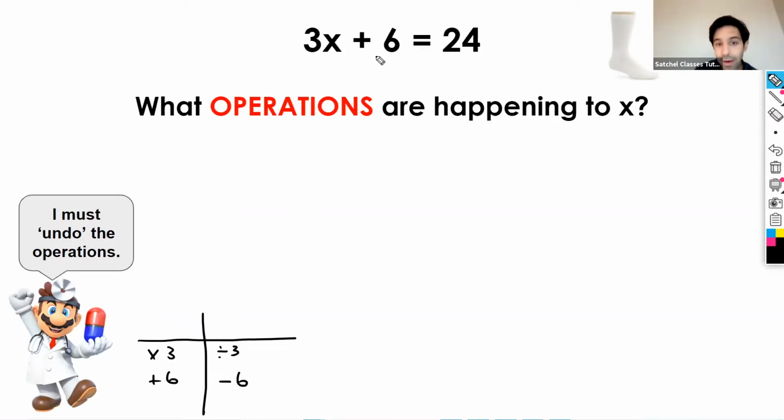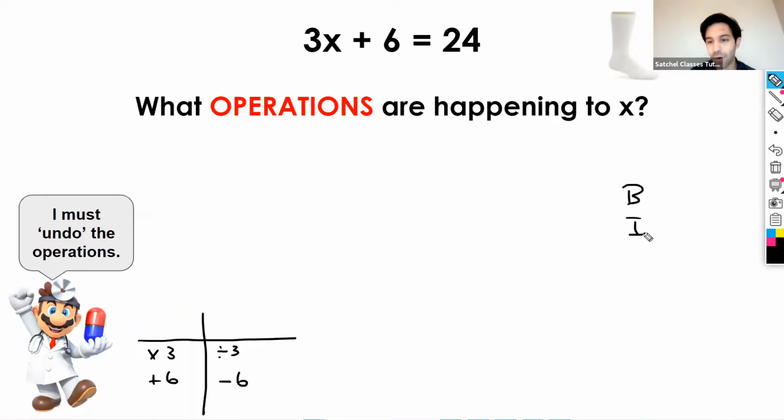Now, you may ask yourself, which one do I do first? Do I start by dividing both sides of the equation by 3, or do I start by subtracting 6 from both sides of the equation? Now, I've got this shoe and socks here, and hopefully this will explain which one of these two operations we do first.